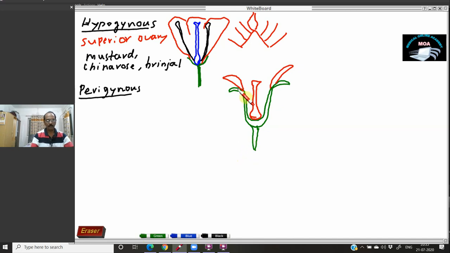Why is it called perigynous? Because here is the rim. If it is a cup, the cup has a rim. On the rim, the floral whorls are arranged. And you can see the androecium also arranged here. This is the androecium. So on the periphery or on the rim of the cup, the floral whorls are arranged, except the gynoecium, which is present in the lowermost position.